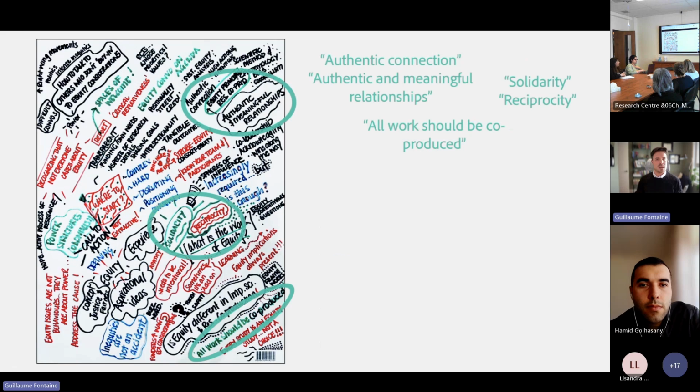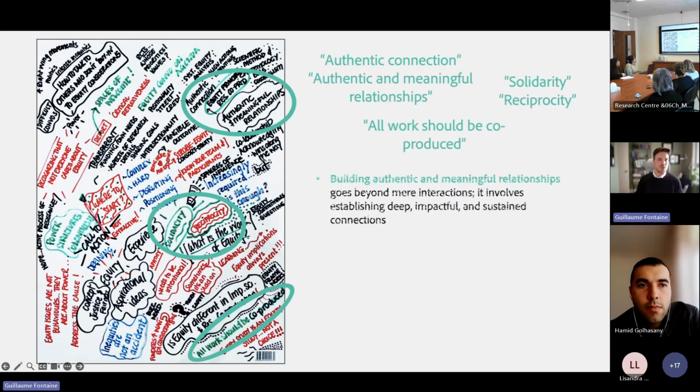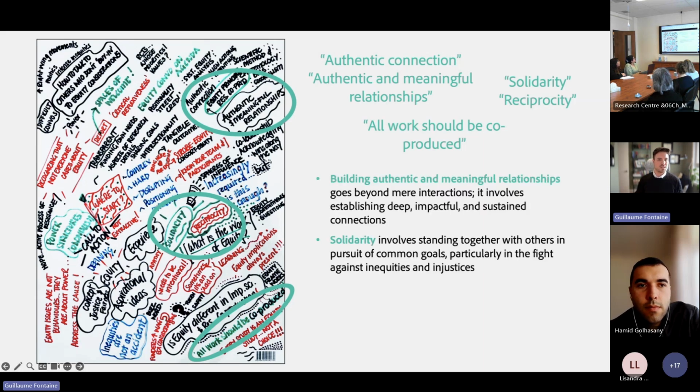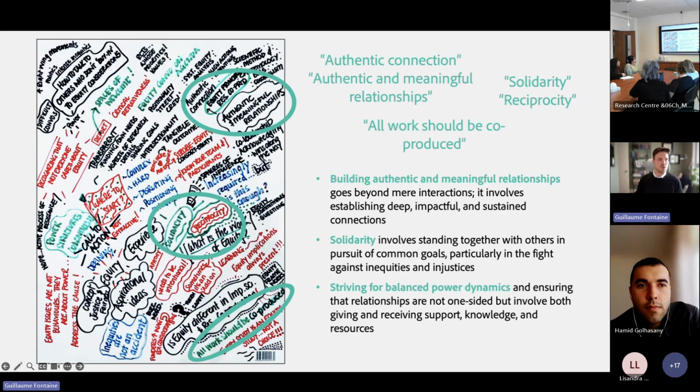And the last few things I want to highlight here are some foundational principles around having authentic and meaningful relationships, solidarity, reciprocity, and research co-production, with the groups that we're working with when we're seeking to embark on a journey of equity-oriented research.